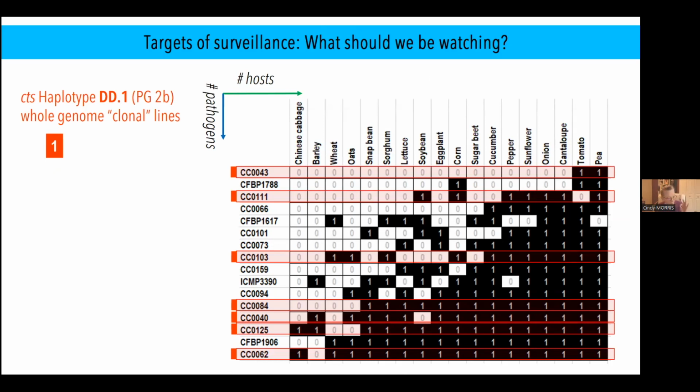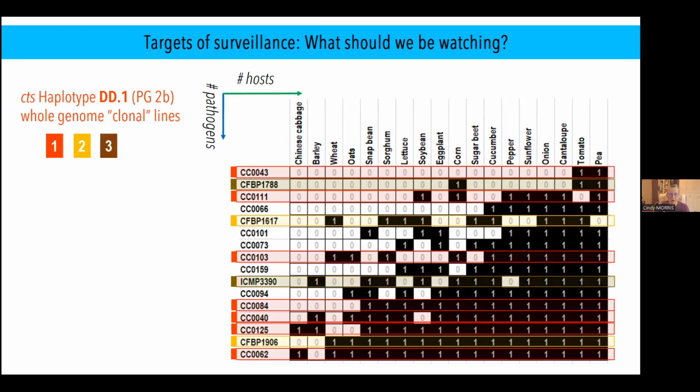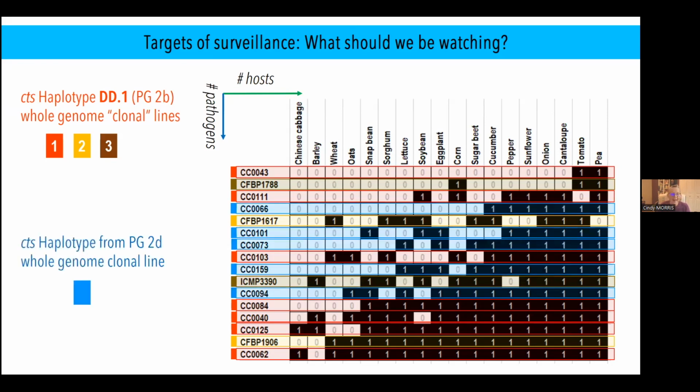Of course, there's a small percentage of difference. Look at the difference in their host range. Again, another clonal line, number 2 in yellow. Look at the difference in their host range. Another clonal line within this DD1 haplotype in green or greenish brown. Again, they don't do the same thing. Then we have a clonal haplotype from phylogroup 2D, and the blue are whole genome clones. They have different host ranges.